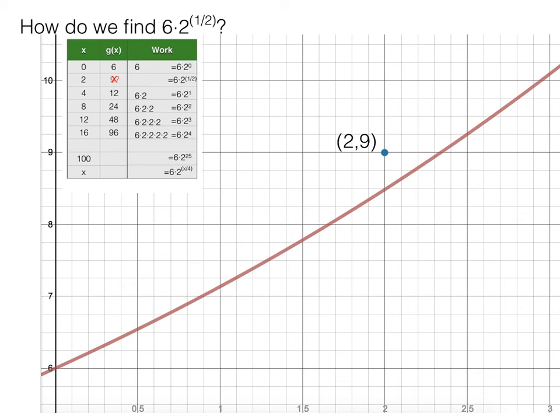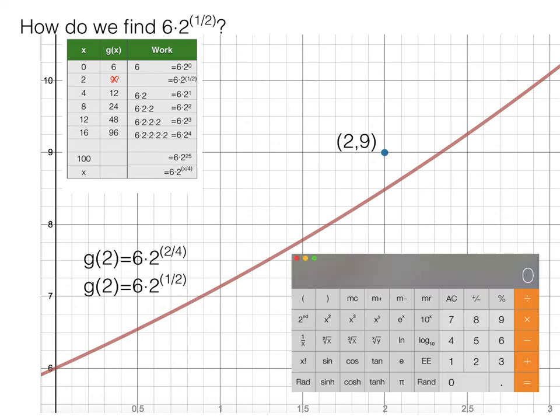So how do we do this? Well, we could just use the formula, the equation. G of 2 is going to be 6 times 2 to the 2 over 4, which we know is 6 times 2 to the 1/2 power. We did that in the last slide. So how are we going to figure that out? Well, we have calculators, so let's just use it for now. And we'll type it in. So we have 6 times 2 to the 1/2 power, 0.5. And what do we get?